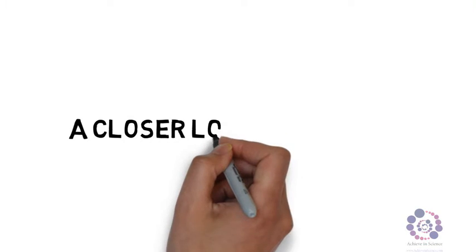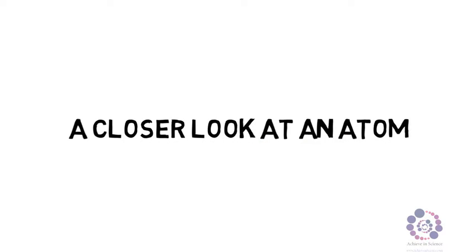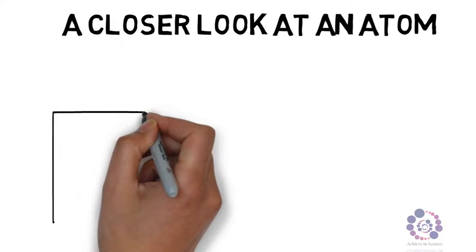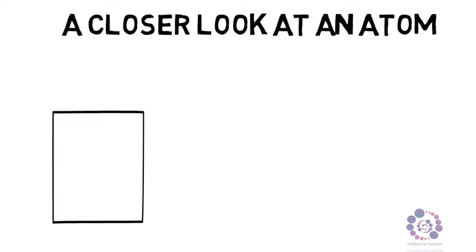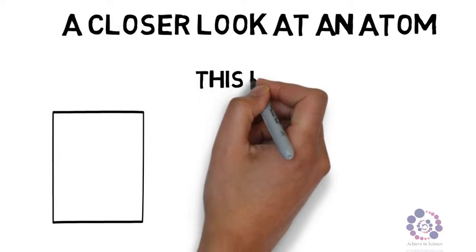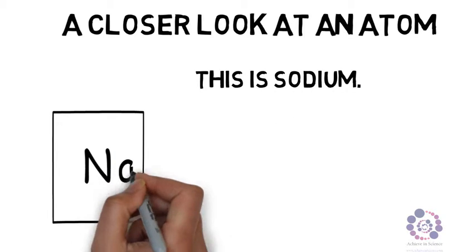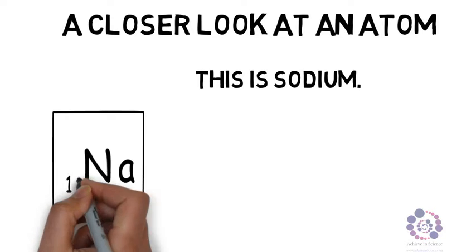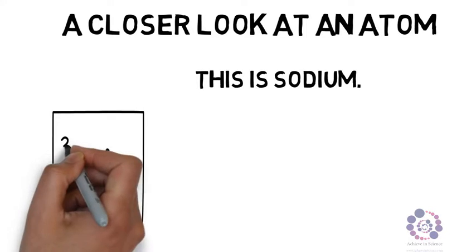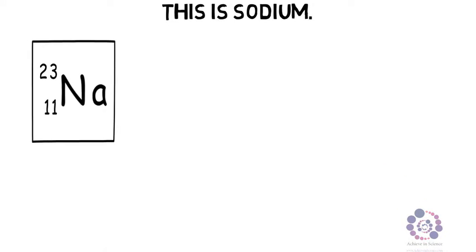Let's begin by having a closer look at an atom. So if we take an example of sodium, if we find sodium in the periodic table, we can see it's given the symbol Na. Along with that symbol there are two numbers, the number 11 and the number 23. But what do these numbers mean?